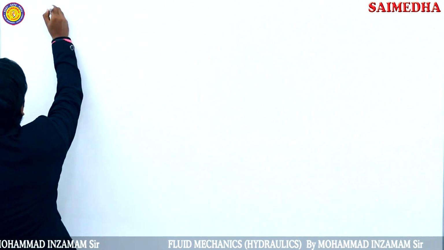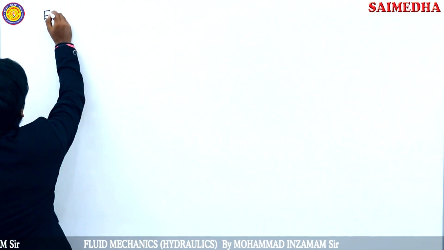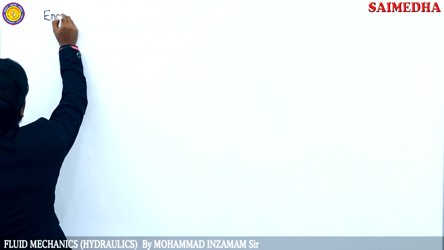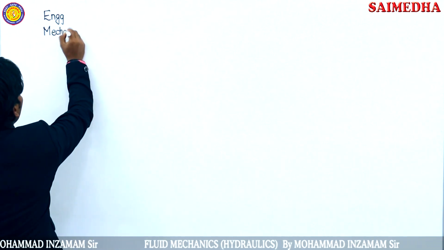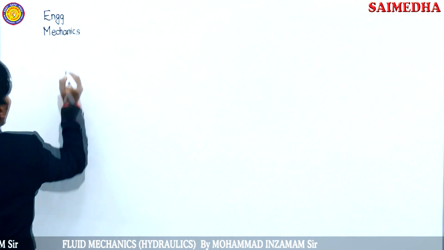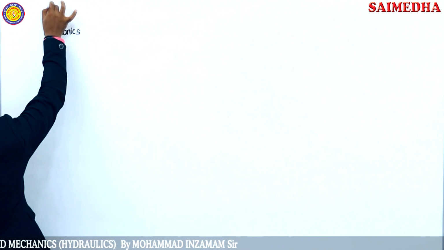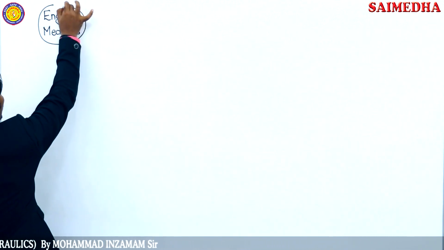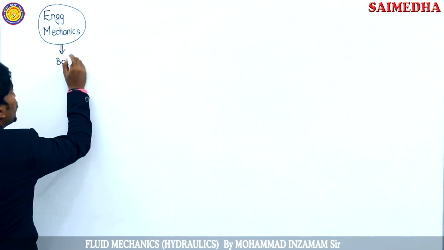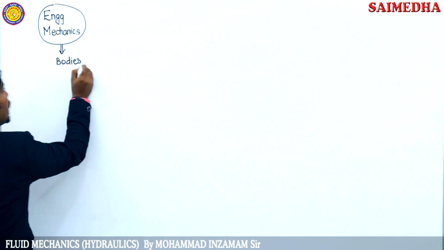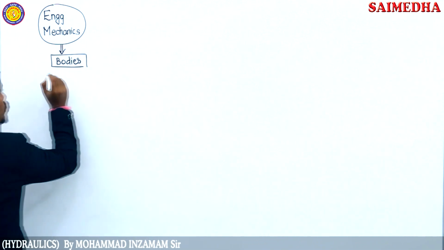Let's see. If you want to learn fluid mechanics, you need to learn about another mechanics, that is engineering mechanics, guys. Engineering mechanics is a science which deals with the behavior of all the matter. Engineering mechanics is the science which deals with the behavior of what, guys? Matter, bodies, you can remember, bodies. And bodies are basically classified into how many types? Two types. What are the two types of bodies?